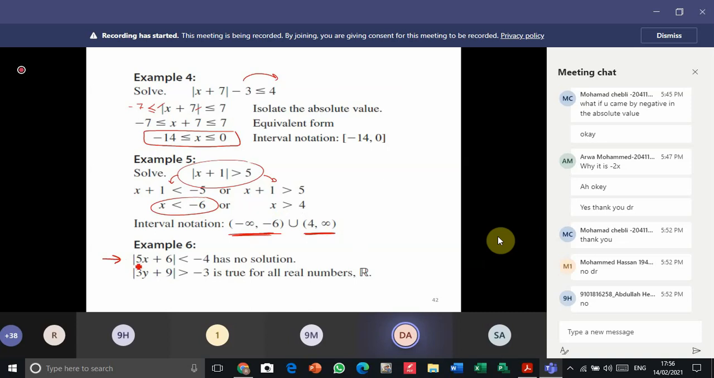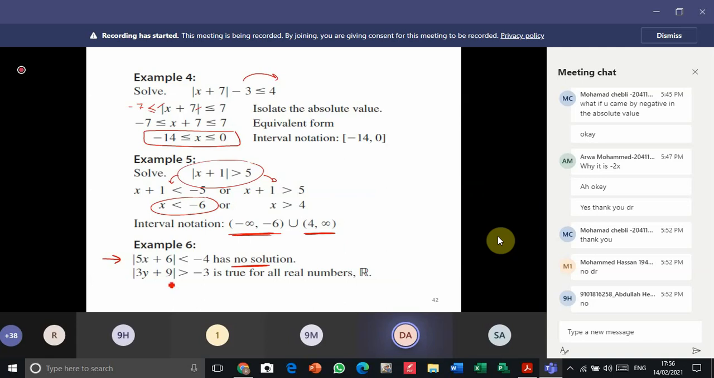If we have absolute value less than negative, this is no solution. How can we find x if absolute value is less than a negative? Absolute value must be positive or 0. It is impossible to be less than a negative number, there is no range, it must be positive or 0. So this is impossible: absolute value less than negative.